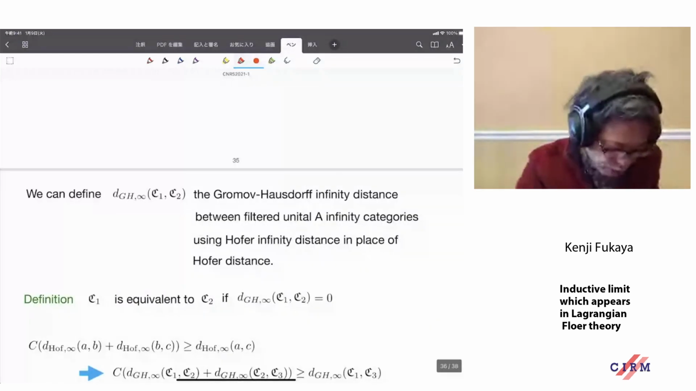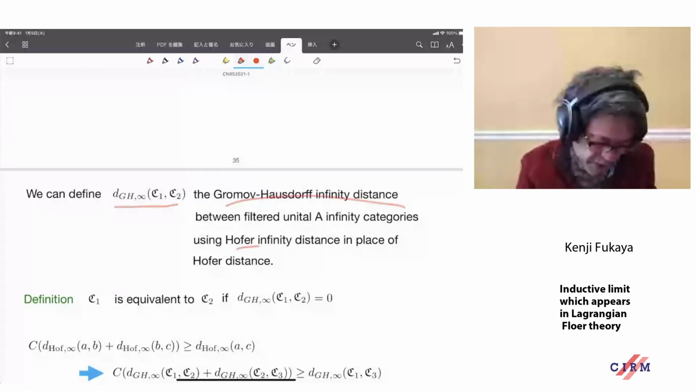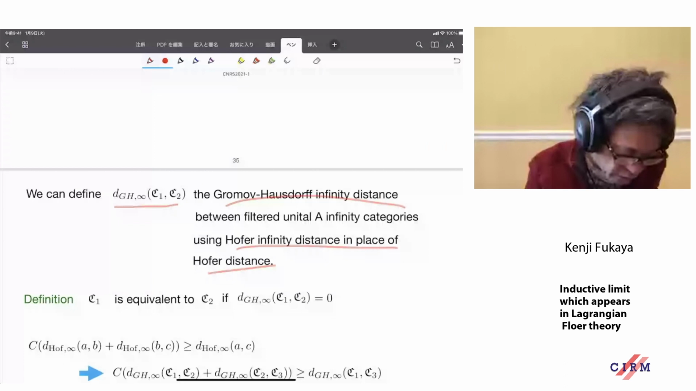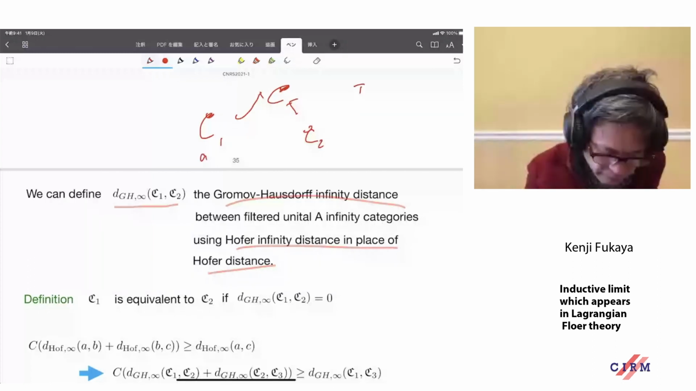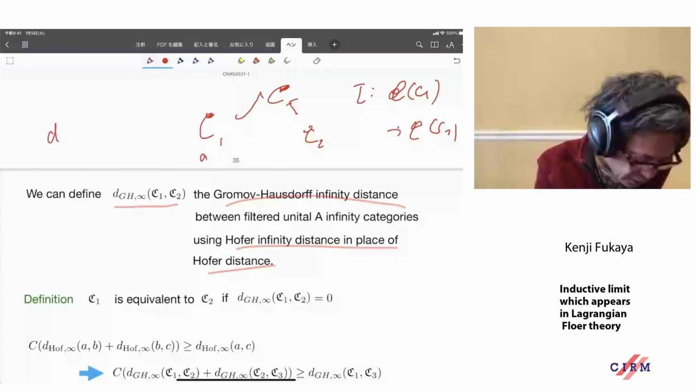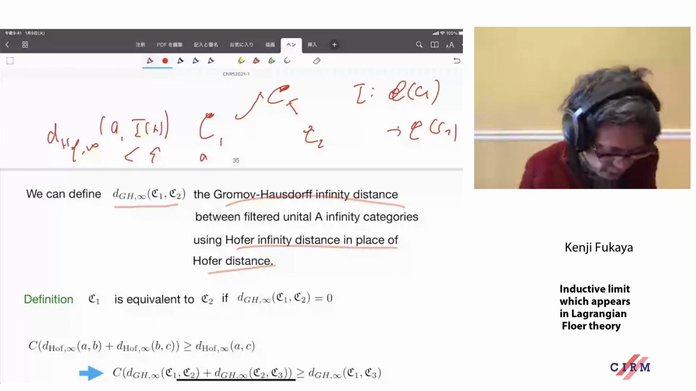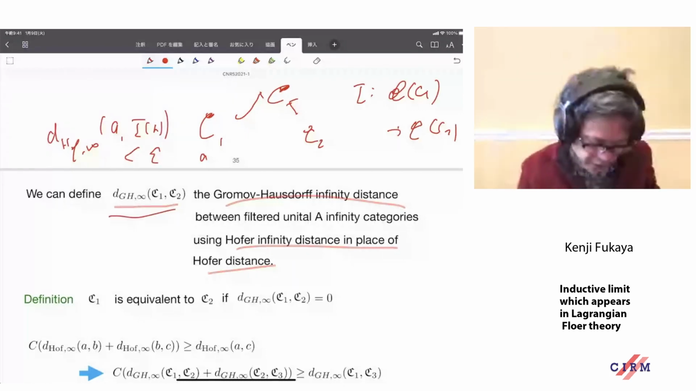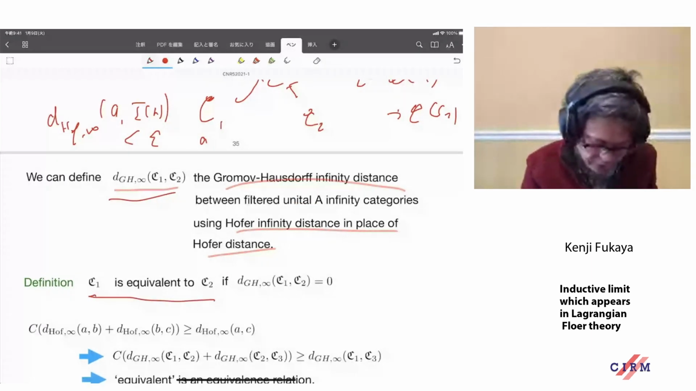And we can just define the Gromov-Hausdorff infinite distance between finite and infinity categories by using this Hofer infinite distance in place of the Hofer distance. This means that you have these inclusions, so that I have this map I from objects of C1 to objects of C2, so that the Hofer infinite distance between A and IA is smaller than epsilon. So this is the definition of the Gromov-Hausdorff infinite distance. And we say that C1 is equivalent to C2 if this Gromov-Hausdorff infinite distance is 0.